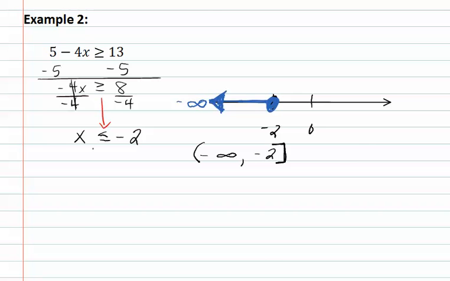Remember, when solving inequalities, we solve them just like equations, except if we multiply or divide by a negative, we must flip the symbol. Also, remember, if it's less than or greater than, you use an open dot. But if it is less than or equal to, or greater than or equal to, we use a bracket. Also, you always use a parenthesis when using the infinity symbol.